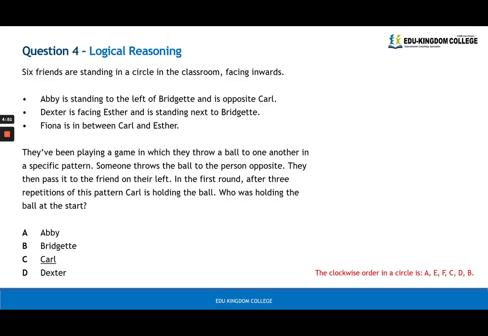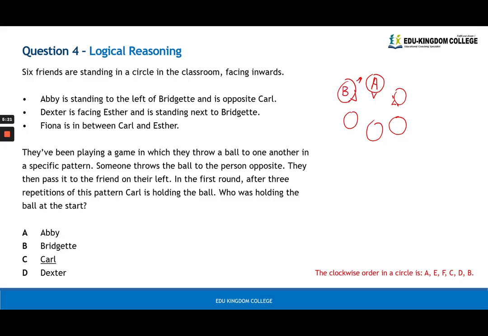Six friends are standing in a circle in a classroom facing inwards. So let's map that out. Abby is standing to the left of Bridget and is opposite Carl. Okay, so if Abby is standing here, remember they're all facing inwards. This is the nose, the eyes, facing inwards. What is the left of somebody, of Bridget? If Abby's to the left of Bridget, this must be Bridget, right?